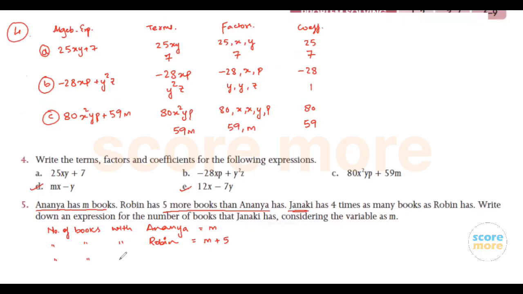So number of books with Janaki. So Janaki is having 4 times. Whenever it is times, it means multiplication. So 4 multiplied by number of books with Robin. So that will be 4 into M plus 5. Or if we simplify it, open the brackets, 4 into M plus 4 5s are 20. So number of books with Janaki are 4M plus 20. Okay.